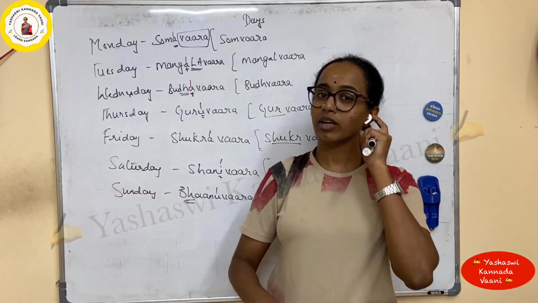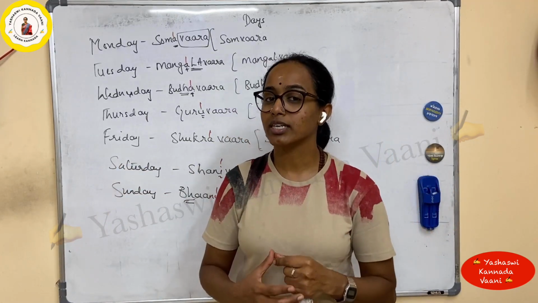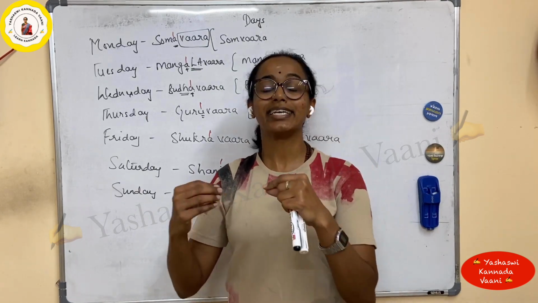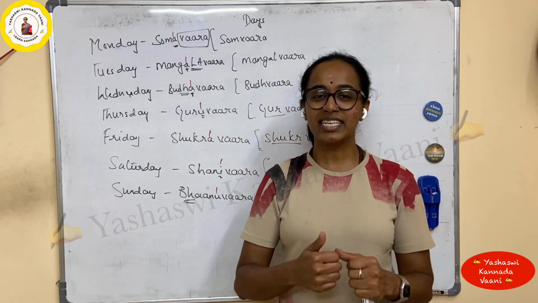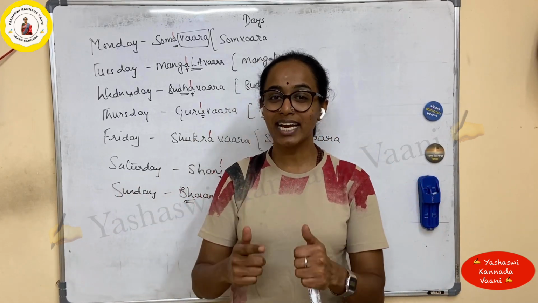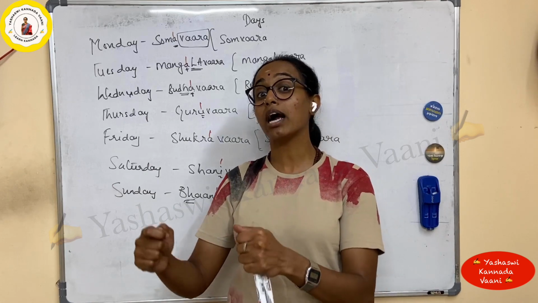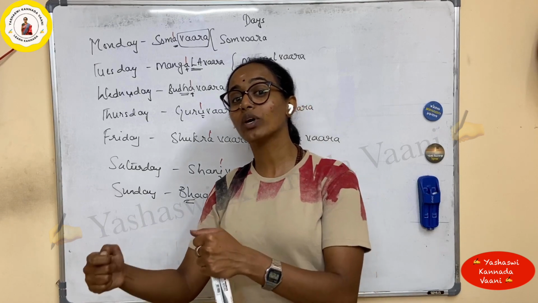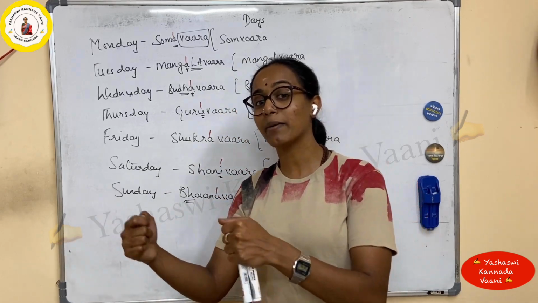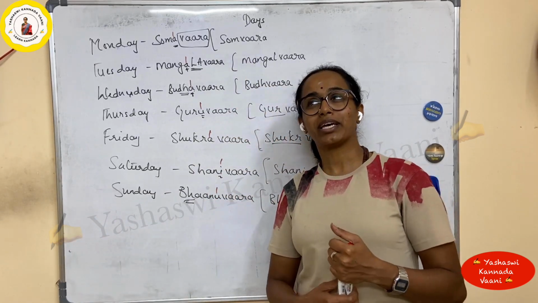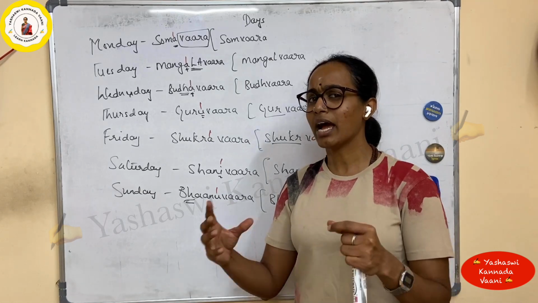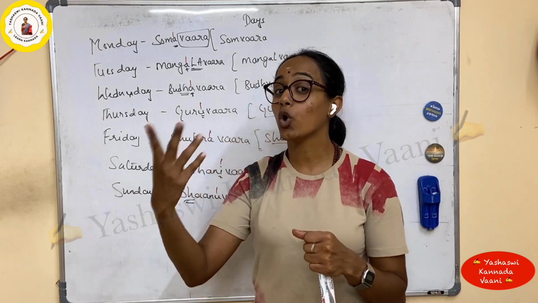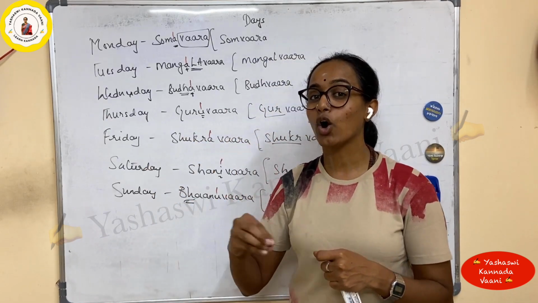Next, Friday, I have lots of work. Friday tumba work ide. Saturday I have to clean the house. Saturday ನಾನು ಮನೆ ಕ್ಲೀನ್ ಮಾಡಬೇಕು. I have to clean the house. Sunday, what can I say for Sunday? Sunday I'm going out. Sunday ನಾನು ಹೊರಗೆ, out is ಹೊರಗೆ, ಹೋಗ್ತಿದ್ದೀನಿ.